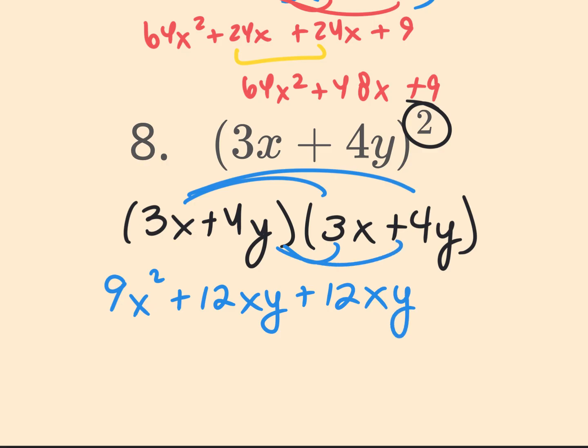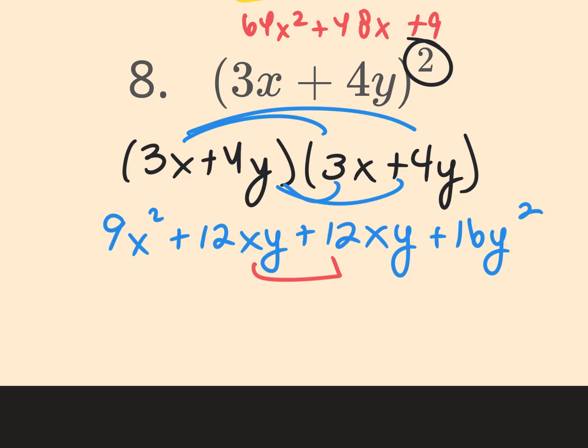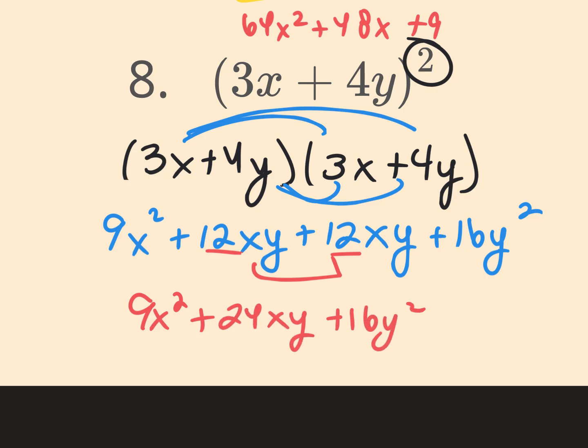And then 4y times 4y is going to give me 16 what? Y squared. Good. And then what's going to happen here in the middle? You're going to add them. So 9x squared plus 12 gives me 24 xy's plus 16 y squared.